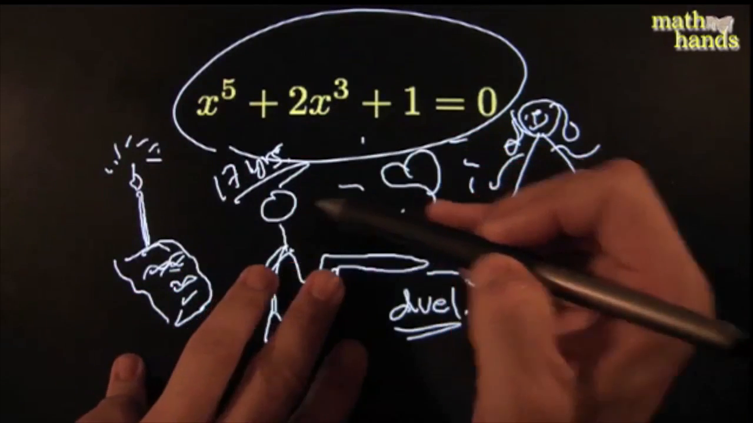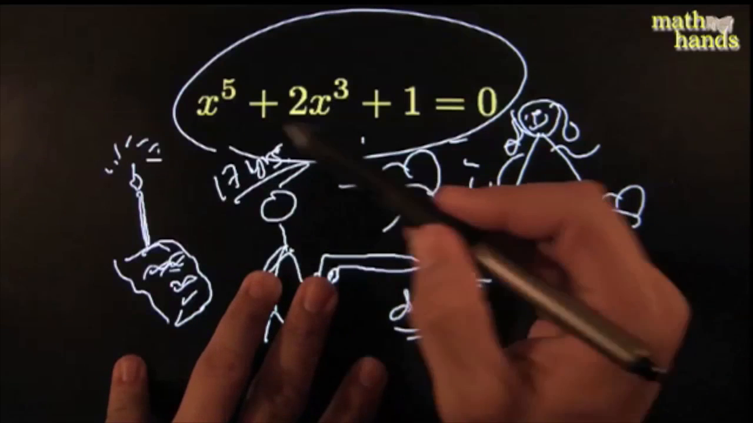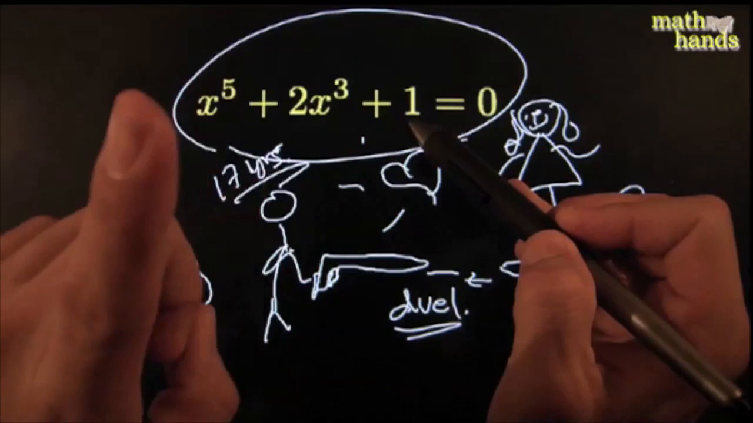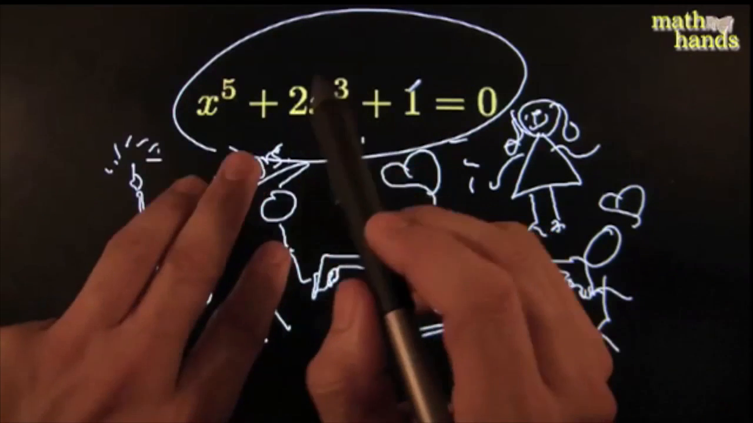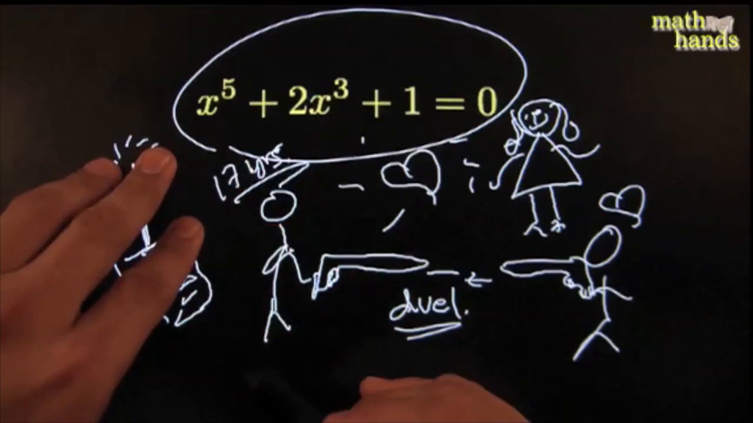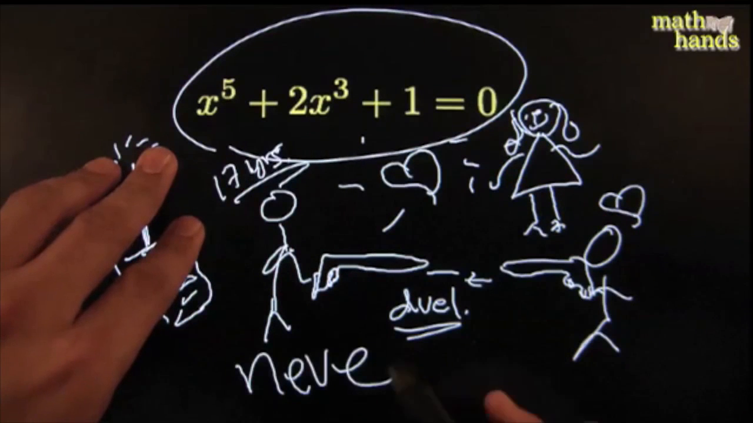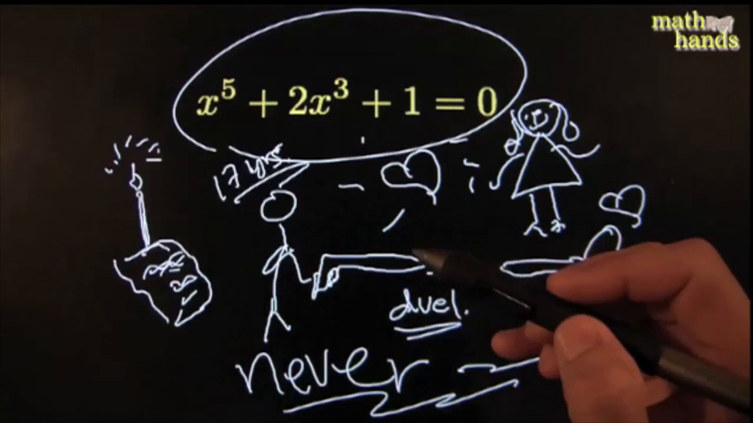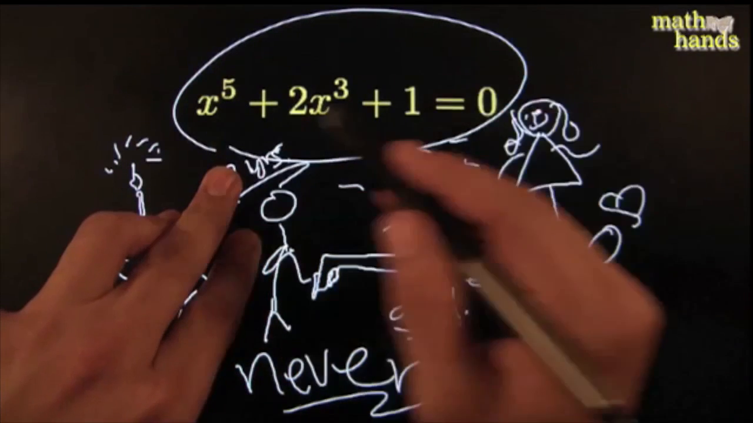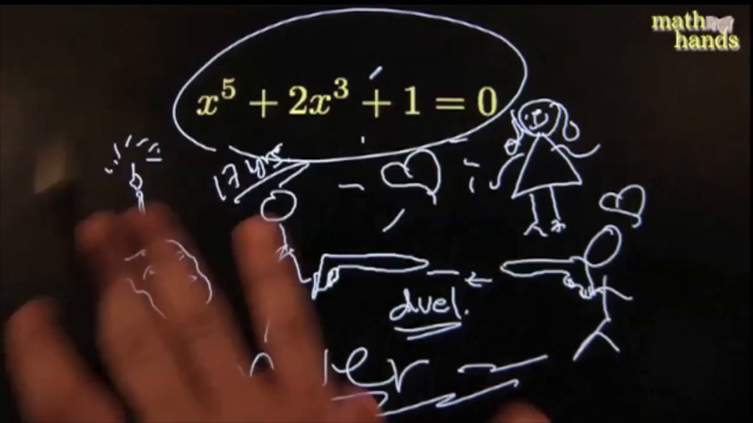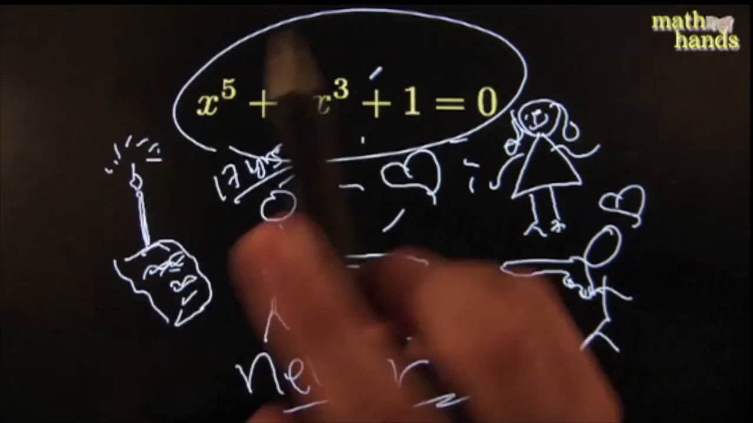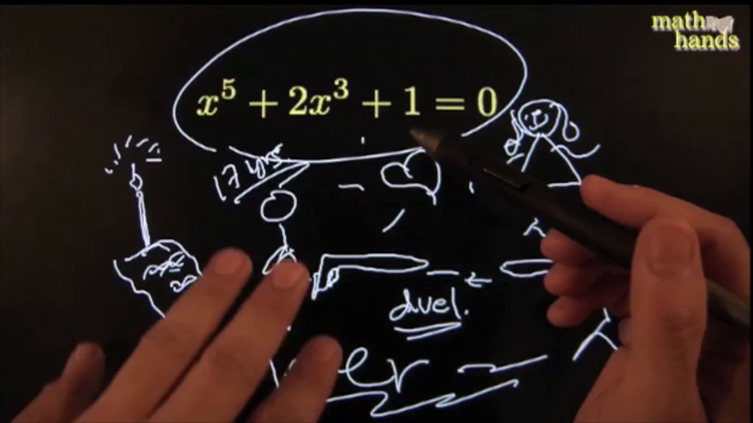That night, before the duel, this guy sat down and said, you know what? No one has found a formula for degree 5. But there's more than that. No one has ever found a formula, and no one ever will. Never, ever, ever. He proved that you cannot, in the same way that you found formulas for the other ones, find a formula for degree 5. No one will ever, for eternity, for 5,000 years, for 5 million years, ever find such a formula because it doesn't exist.